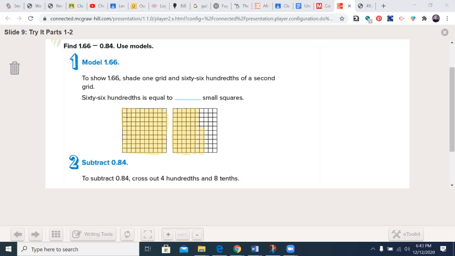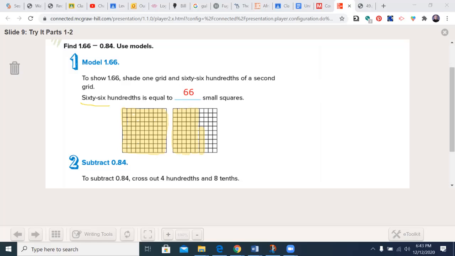66 hundredths is equal to, guess what? There's a hint here. 66 small squares. Now my next step is going to be to subtract.